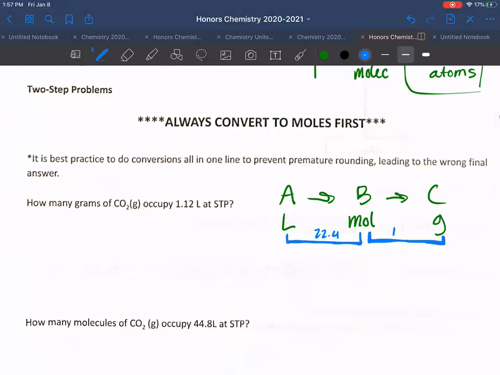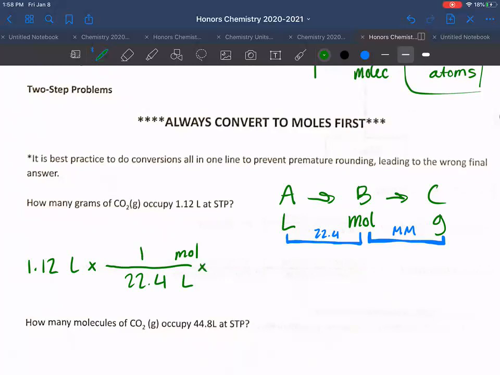Molar mass. So how we'll set up this problem then, start with 1.12 liters. We are going to multiply that by going from liters to moles, following our A to B to C track. And we're going to use our 22.4. The 22.4 goes with liters per mole.